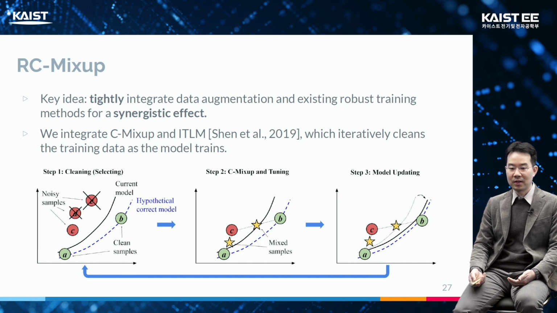The star points there are the mixed samples, and they have two effects. One is that they augment the clean data, and they also have the interesting effect of diluting noisy data. Finally, during step three, we update the model so that we can go back to step one and improve the cleaning process. And this process iterates until convergence.